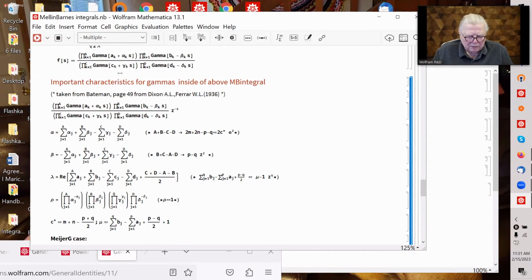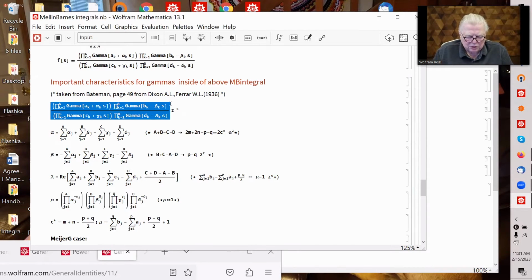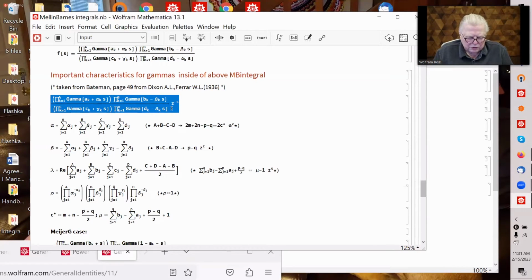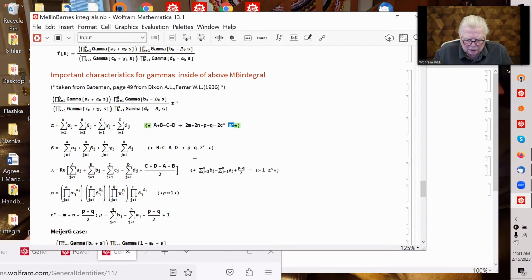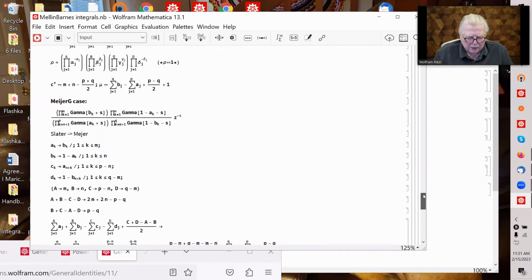Again, I return back to this construction, ABCD in Slater style, and I mentioned that these characteristics are very, very important for the Fox H function and so on. They keep information about the speed of growth of the integrand function. But about this, I will tell later.